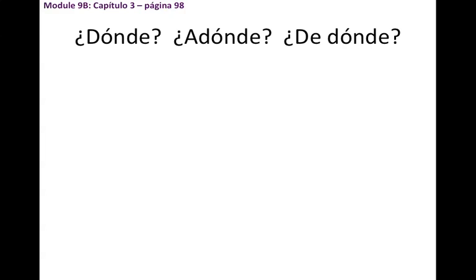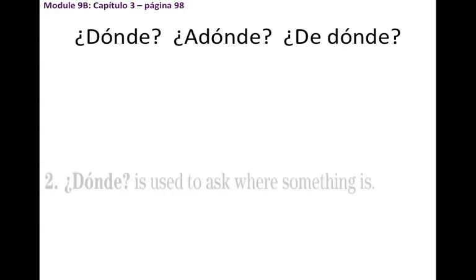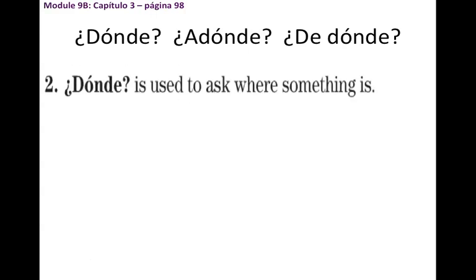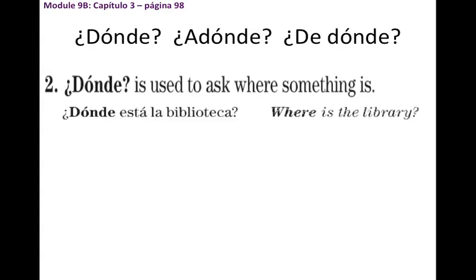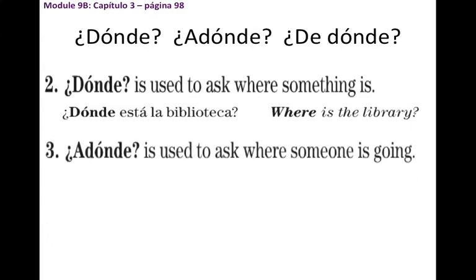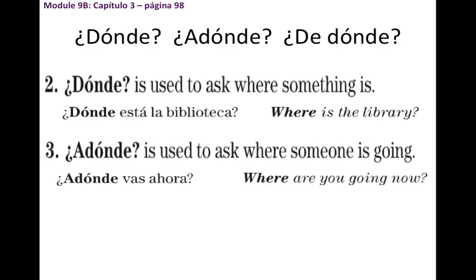Let's continue with some rules. Let's look at using donde, a donde, and de donde. Donde is used to ask where something is. Por ejemplo, ¿dónde está la biblioteca? Where is the library? Notice now when we put a, which means to, it's used to ask where someone is going. To where are you going? ¿A dónde vas ahora? Where are you going now?